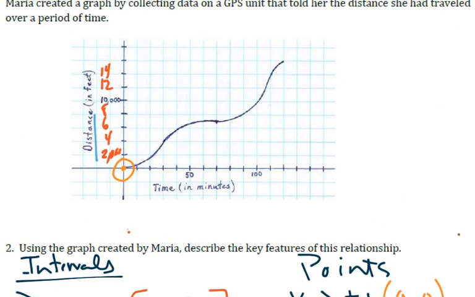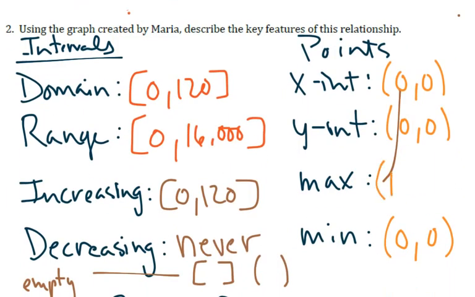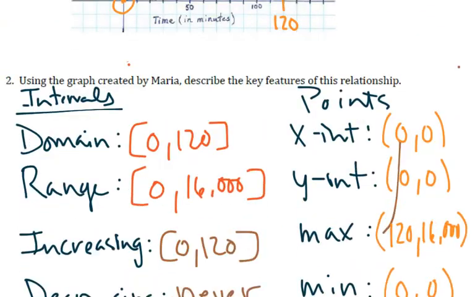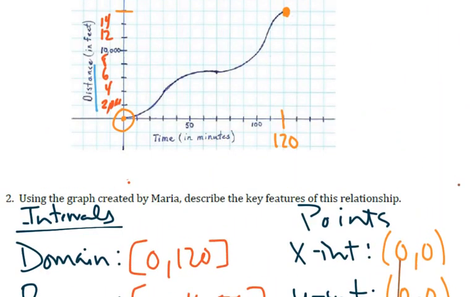What about our maximum? Well, the highest we go is right up here, so it would be 120 and then 16,000. So 120 to 16,000 is our maximum point. Okay, that point right there. Alright, now, average rate of change. That's the slope. Well, this isn't a straight line, so it doesn't have a constant slope. Its slope is changing. Okay, but we can figure that out.